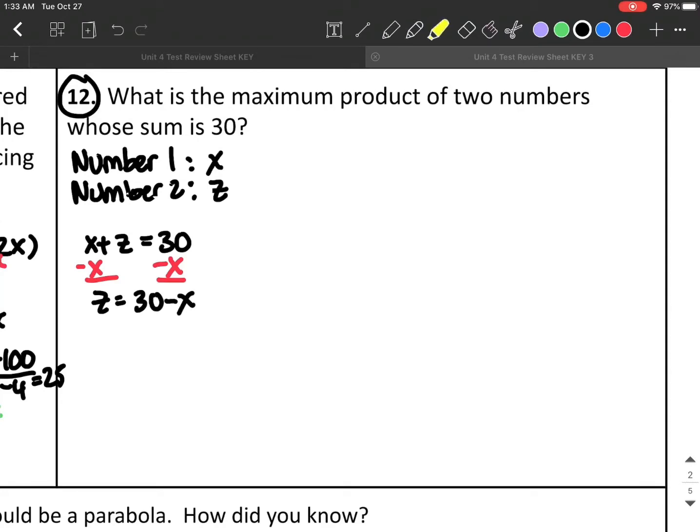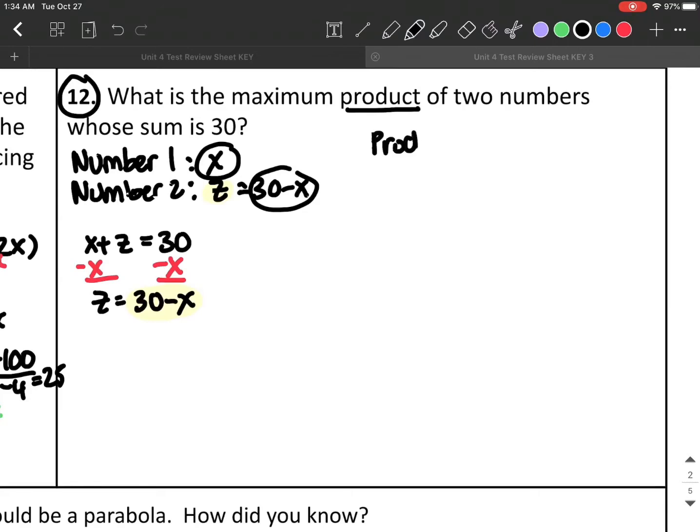I know z is equal to 30 minus x, so instead of writing z here, I'm going to write 30 minus x. Now I have two numbers, 30 minus x and x. Those are my two numbers. I want to know what's the maximum product. So the first thing I need to do is write an equation for the product.